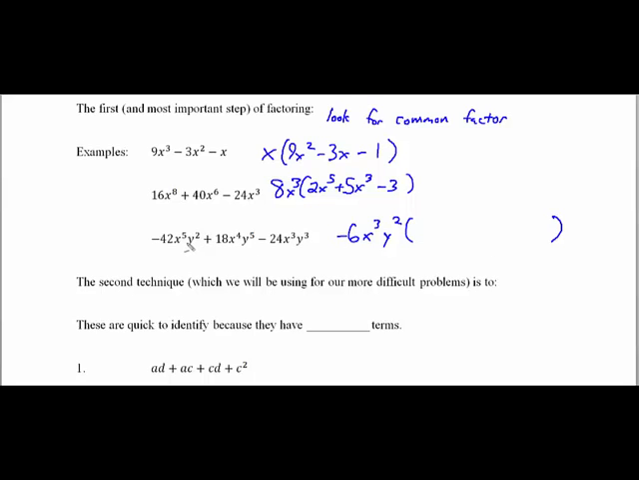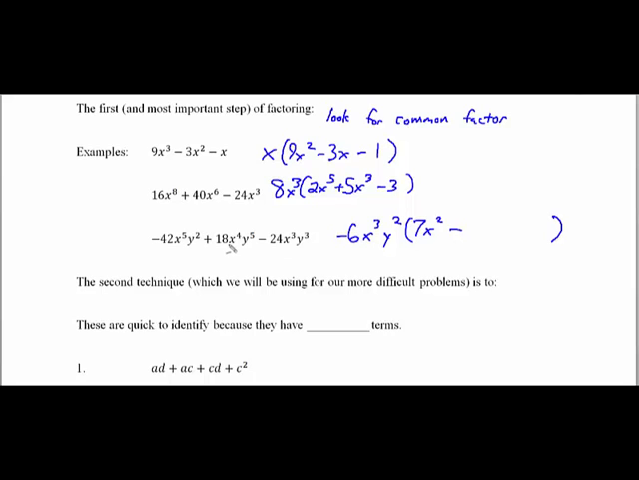So what we're going to have here is x to the 5th, I'm going to take this whole thing. So negative 42 divided by negative 6 is a positive 7. And then if I divide x to the 5th by x cubed, I get x squared. And if I divide y squared by y squared, that gives me y to the 0, which is 1. Minus.